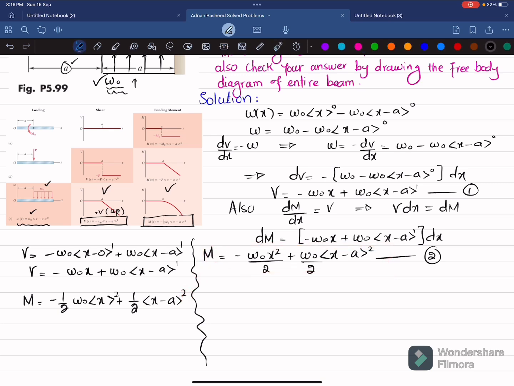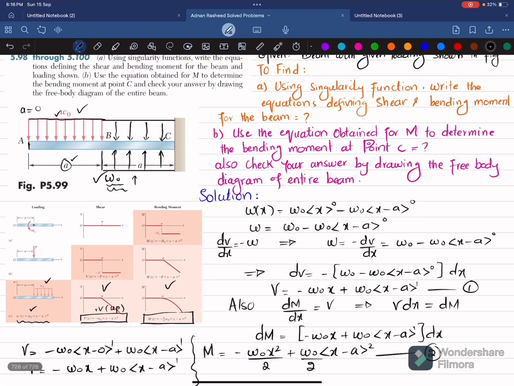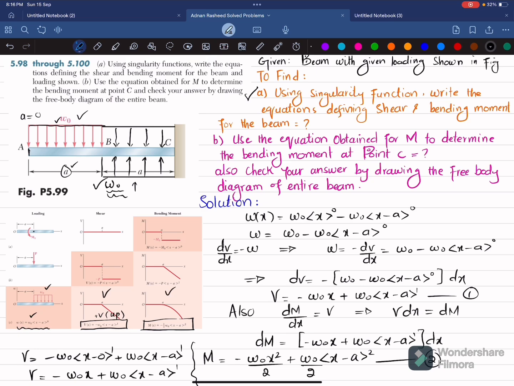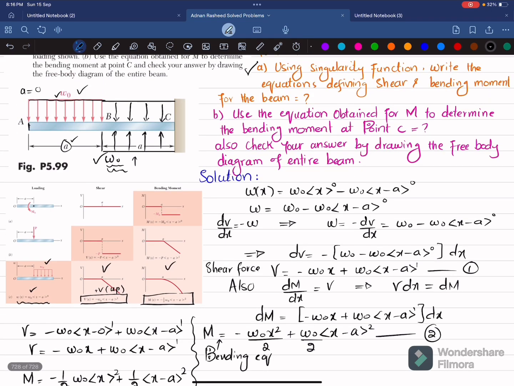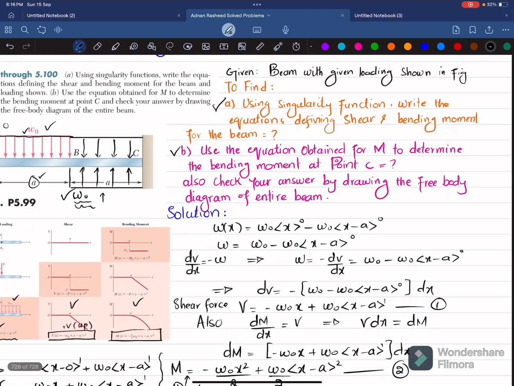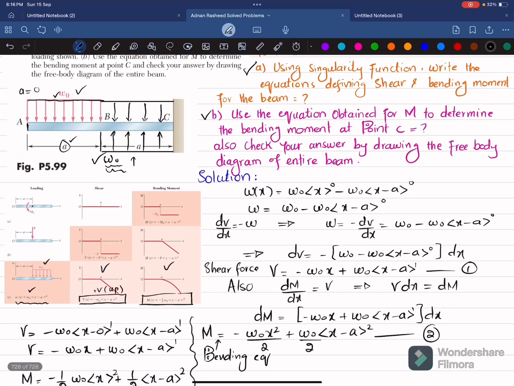So you can try any of the methods. So this was our first part. We used the singularity function in order to define the shear force equation, clear? And then the bending moment equation, which is this one. Now we will move towards the second part, and in the second part we use the equation obtained for M to determine the bending moment at point C.